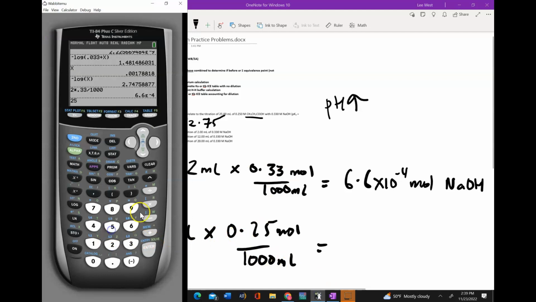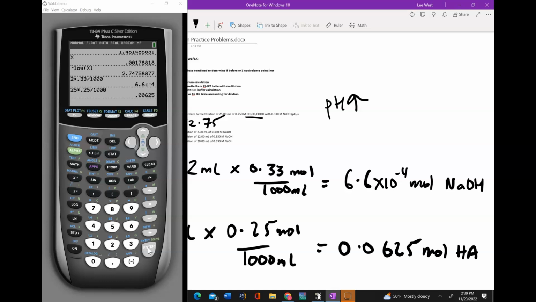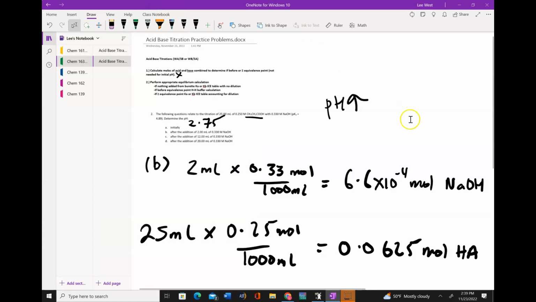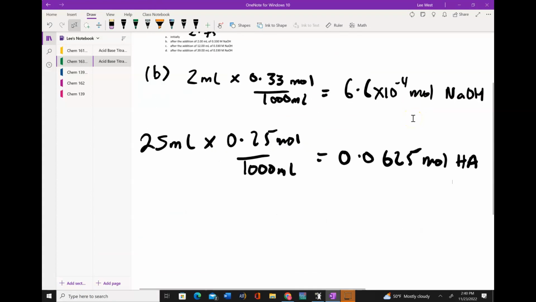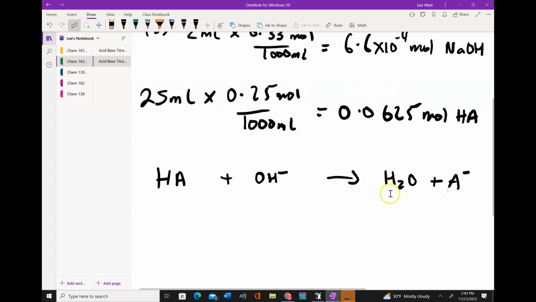So 25 times 0.25 on 1,000. There we go. And so then that ends up being 0.0625 mole of our acid. I'm just going to call that HA for weak acid. All right, so let's make this clear. We got our weak acid reacting with the hydroxide ion, and that's going to give water and our conjugate base.